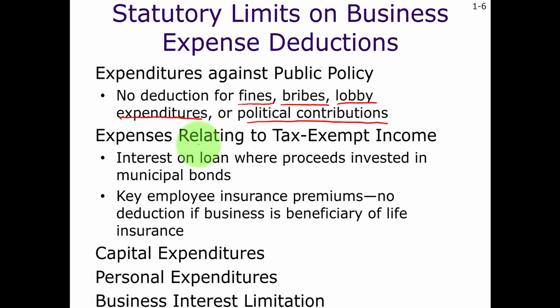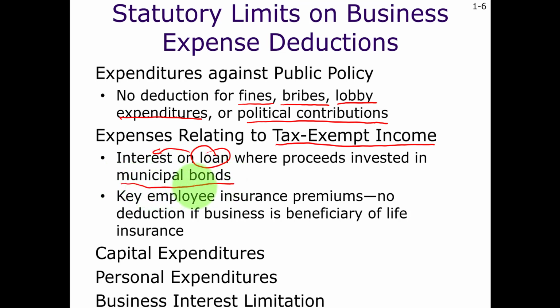Here's another category of expenses that you cannot deduct. If you incur costs related to earning tax-free income, that cost cannot be deducted. So the example they give here is we borrow money, let's say from a bank, and we have to pay interest on that loan. And the proceeds of the loan we use to invest in tax-free municipal bonds.